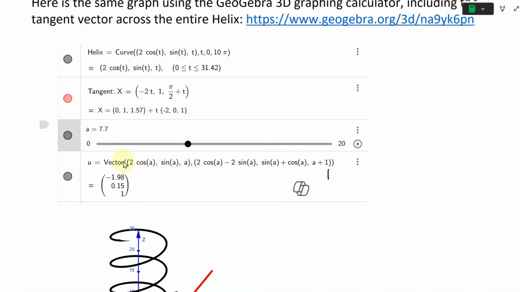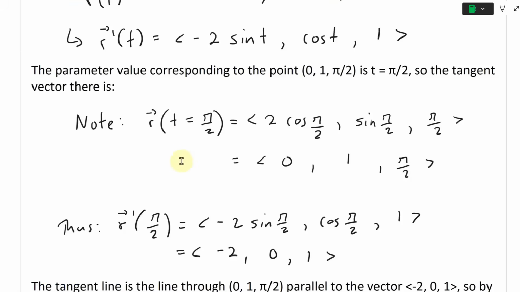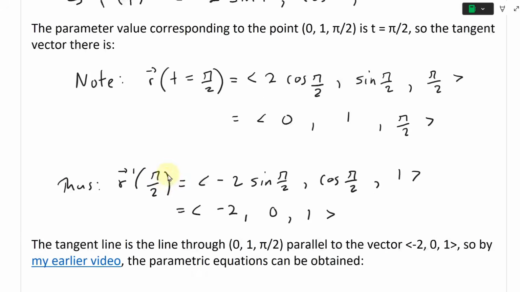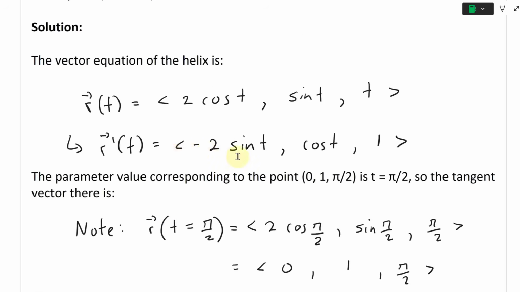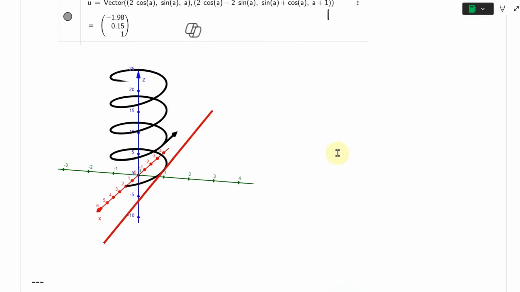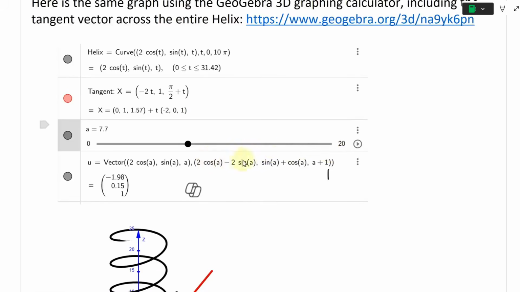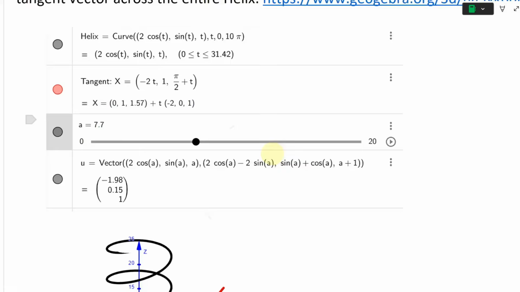And then for the next one I put the same thing, but then I add the derivative, the tangent vector. So the tangent vector, going back up here, the general one is right here: negative 2 sine t, cosine t, and then 1. So replace that with a instead of t. And we get this right here. I'll zoom in.